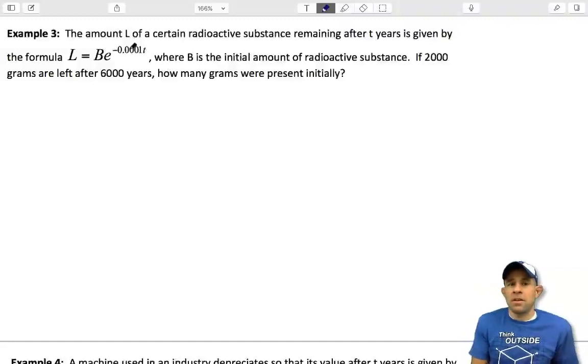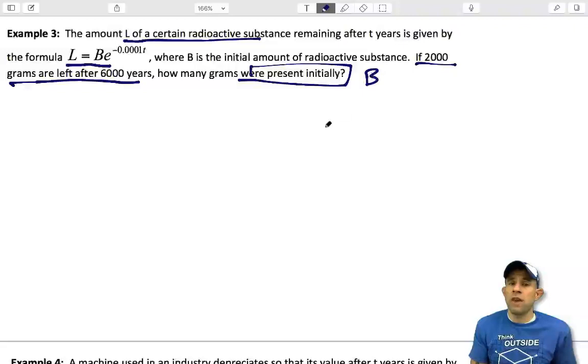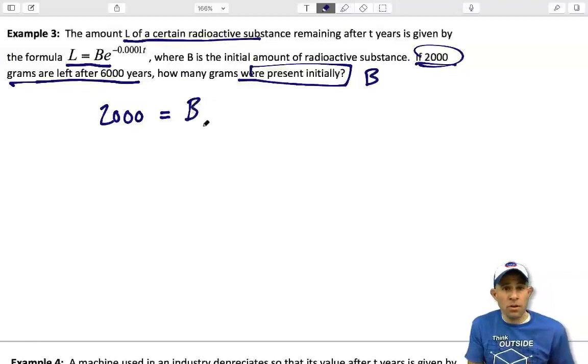All right, example 3 says an amount L of a certain radioactive substance remains after T years, given by this formula here: L equals B times E raised to the negative 0.0001 T, where B is the initial amount of the radioactive substance. It says if 2,000 grams are left after 6,000 years, how many grams were present initially? So here we are looking for our value of B. The L value we know is 2,000, so there's 2,000 grams left. The initial amount B is what we want to find.